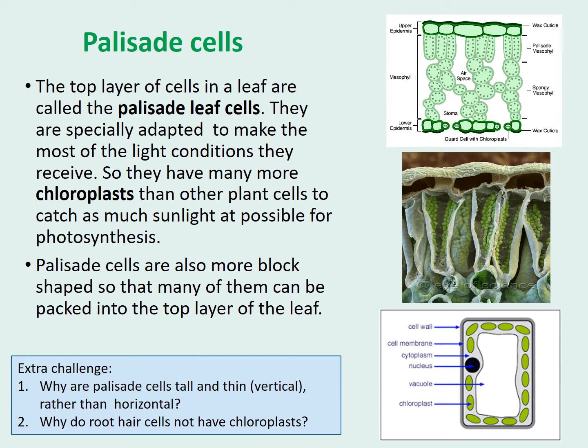Okay, so hopefully we've got the Palisade cells in our diagram. The 2 questions towards the bottom, hopefully you've had a think about those. The first question is, why are Palisade cells tall and thin, vertical rather than horizontal? That's because they can get the maximum amount of light. If the light is passing through the leaf, it's got a lot further to travel, so it's more likely to be absorbed by the chloroplasts. And the second question, why do root hair cells not have chloroplasts? Well, that's because they're underground, so there's no light, so it'd be pretty pointless.